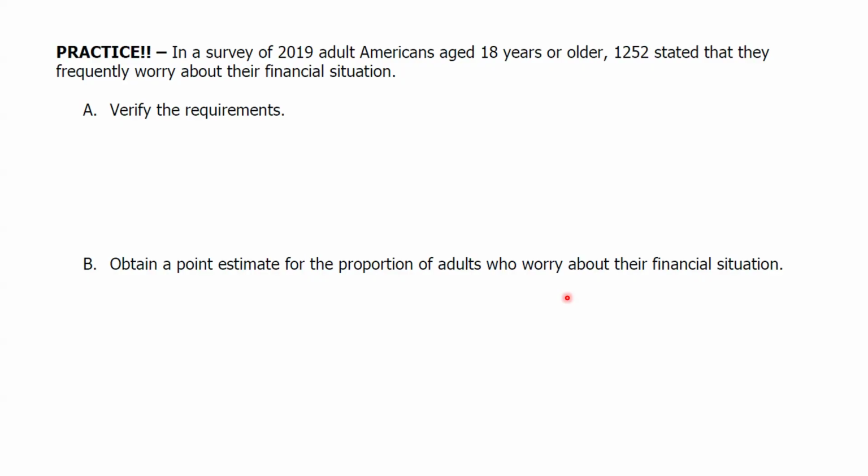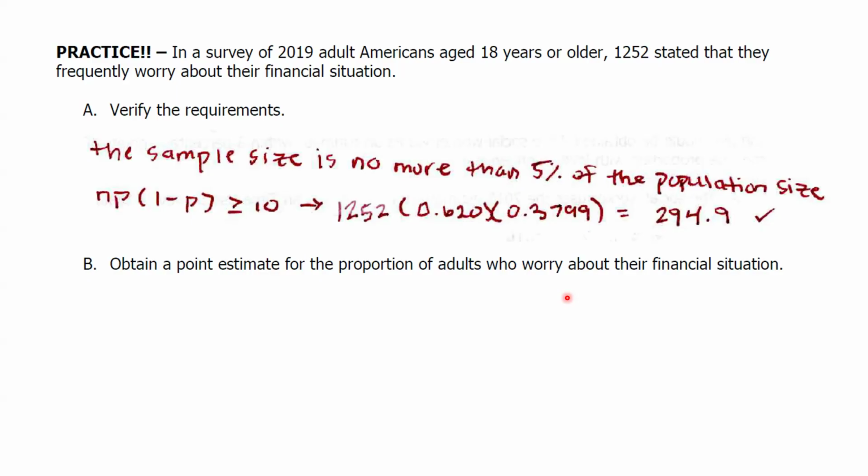All right, hopefully you've attempted it. For our problem here, in a survey of 2019 adult Americans aged 18 years or older, 1,252 stated that they frequently worry about their financial situation. You're asked first to verify the requirements. So the sample size, again, is no more than 5% of the population size. And N times P times 1 minus P is greater than or equal to 10, which gives us a value of 294.9.